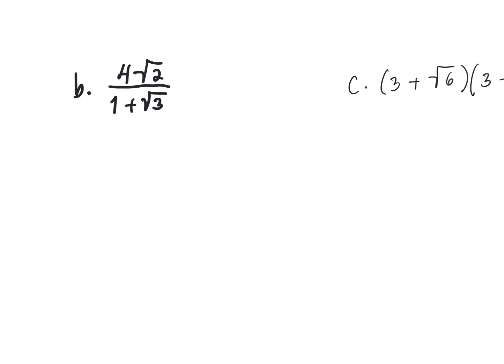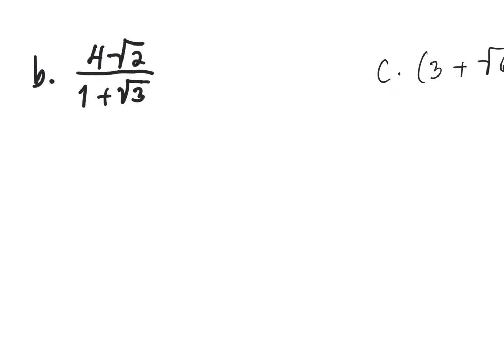Okay, let's go for letter B. Okay, letter B, we need to have the conjugate in here. So the conjugate of this is going to be 1 minus root 3 all over 1 minus root 3. Okay, let's continue with the process now.